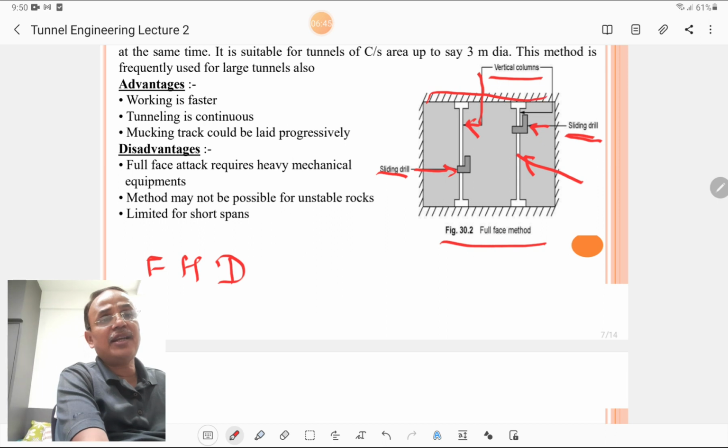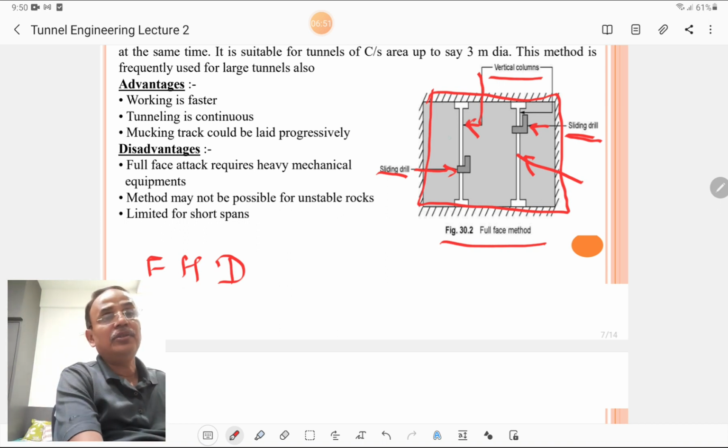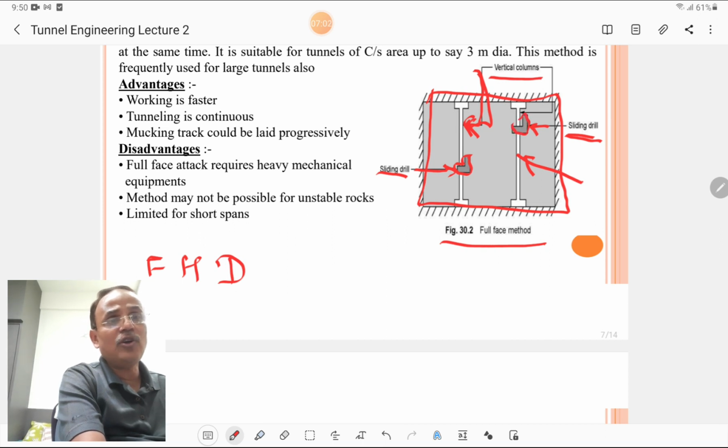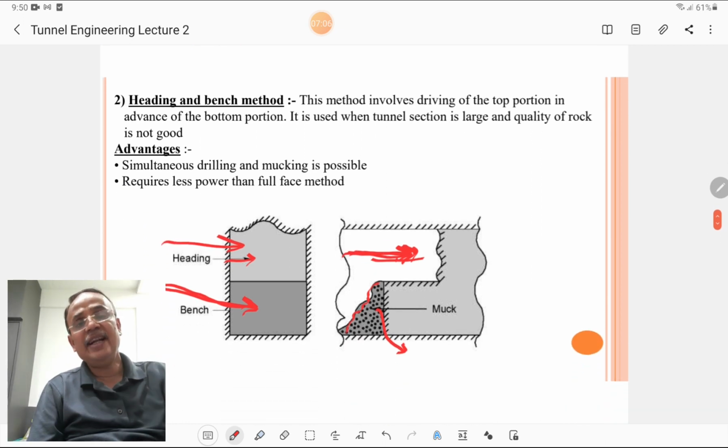If this rectangle is the full section of the tunnel, then this full section of the tunnel is supported by these vertical columns and the sliding drills. These are the sliding drills. These sliding drills are used for the drilling operation at a time. Very simple to understand.